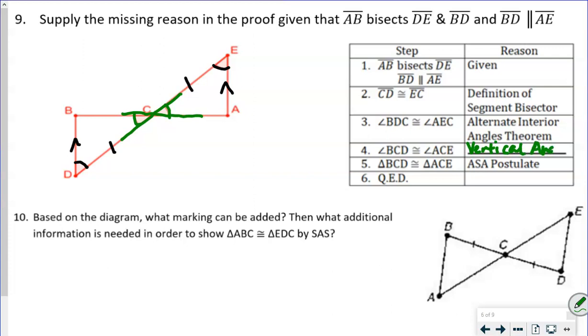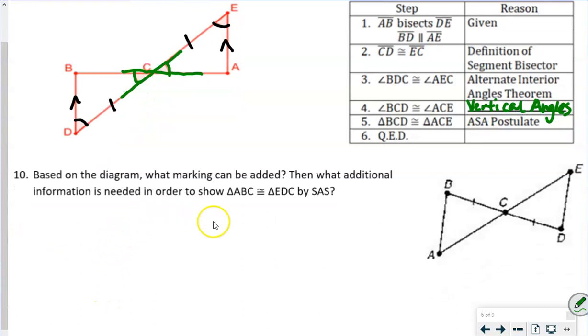Okay, that's why. And hopefully by now you guys can see that. Number 10 says, based on the diagram, what marking can be added? Obviously vertical angles, right? Could be added.